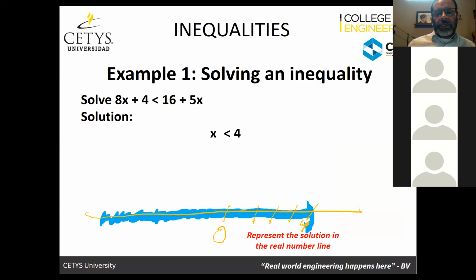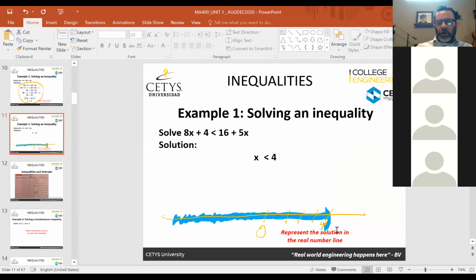There we go. Okay, so the solution is going to be represented in the number line. We mark the number, which in this case is number 4, and the solution is going to be all of the values that are going to be less than 4. Okay. Let me know if you're being able to see the screen.